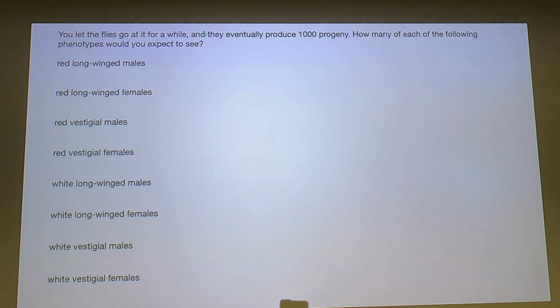So here's our next problem. We have those flies go at it for a while, they produce 1,000 progeny, just like the F1s in your lab right now. Anyway, you get 1,000 progeny, and we're going to ask how many of each of the following phenotypes would you expect to see? And just to remind you, there's our genotypes.